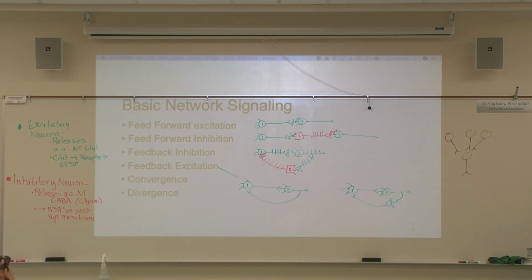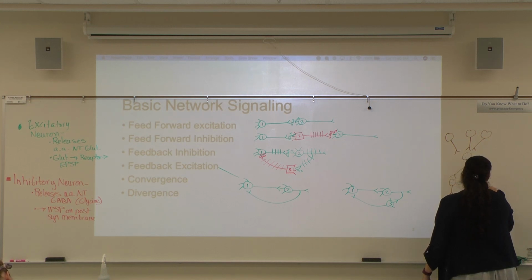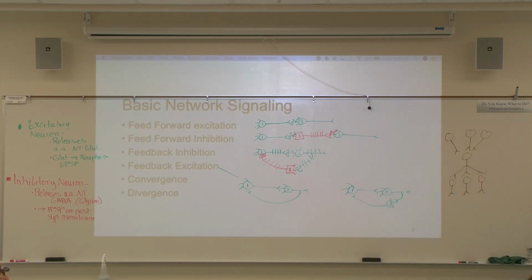And then what do you suppose divergence is? Multiple. One onto multiple. And I'm intentionally not drawing this as excitatory or inhibitory because it can be any combination. And in reality, it is many different combinations. A single neuron receives excitatory and inhibitory information all at the same time. And it has to put all of that information together. What is that process called? Neural integration. Right?